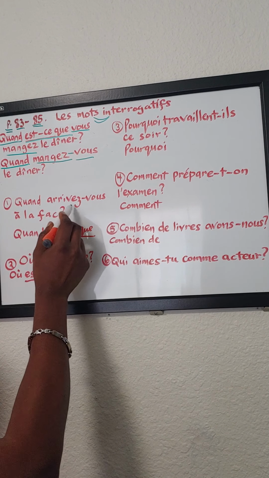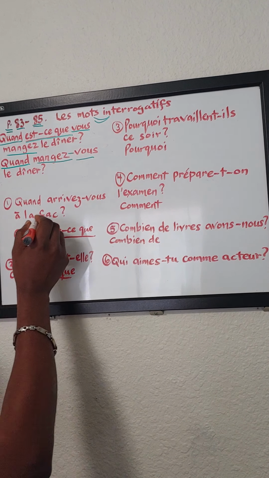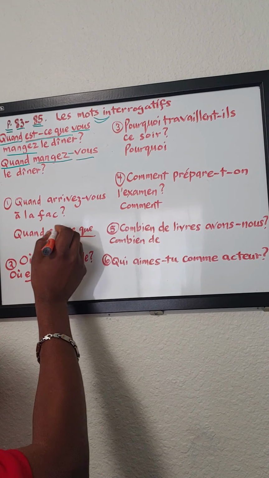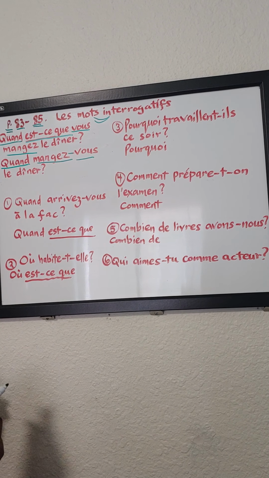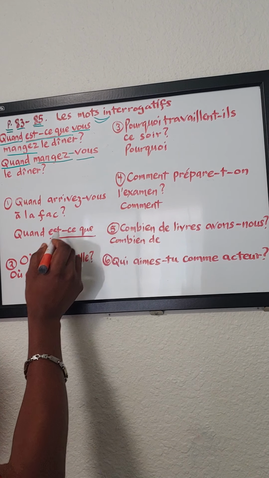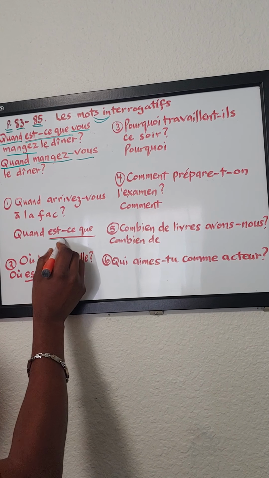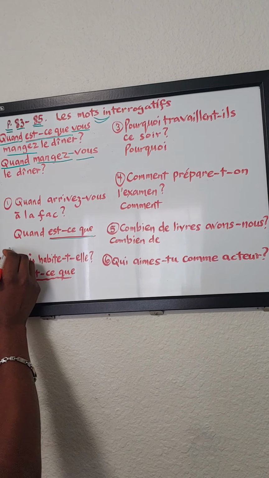Okay, so we are going to practice here. I'll give you the inversion, right? And then you have to come up with the same question using est-ce que. Okay, so quand arrivez-vous à la fac? Now the same question, right? Here you see that there's inversion. Here you don't do the inversion with est-ce, right? So you say quand est-ce que, and then the subject.